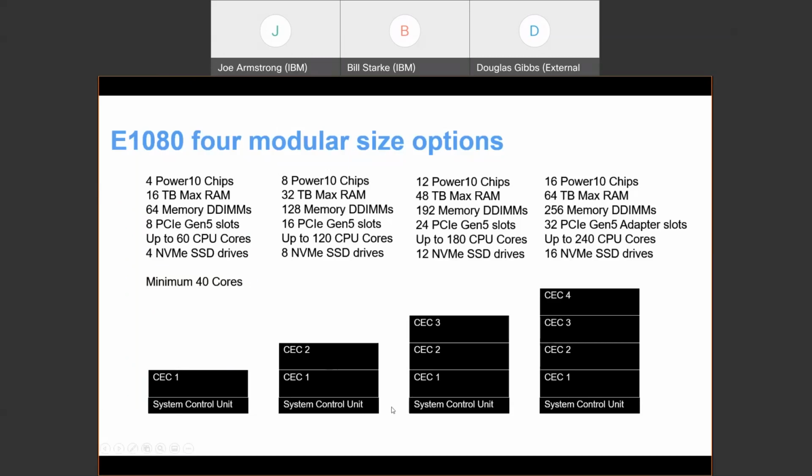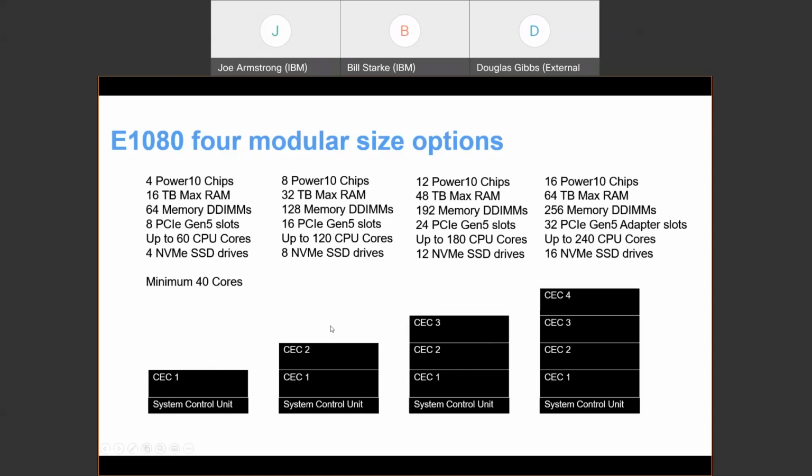Now for this announcement, IBM only announced the 1 and 2 CEC versions. Okay, so that's what's available today. The 3 CEC and 4 CEC versions are coming out later this year. So I think maybe December for these. They're pretty close, they're imminent. So if you're planning, you can still plan on these if that's what you're looking for. But until then, today, you can only buy a 1 CEC or a 2 CEC system.